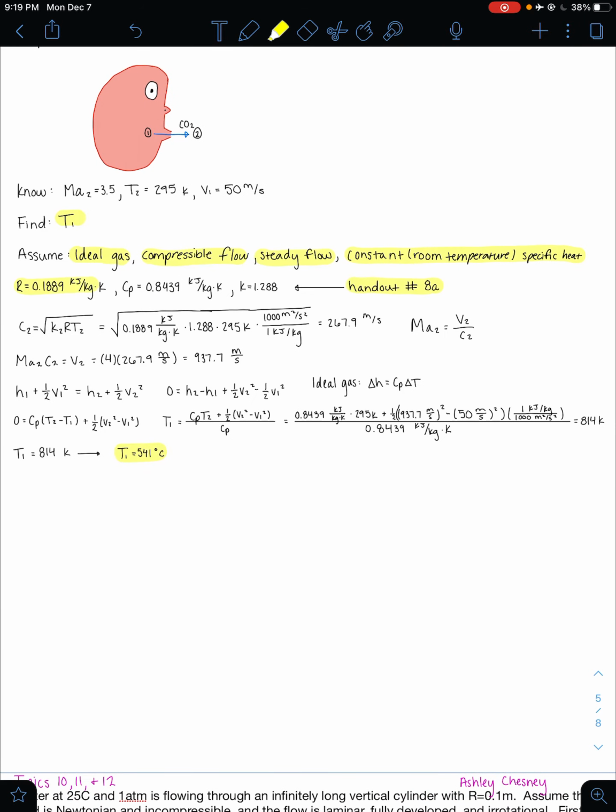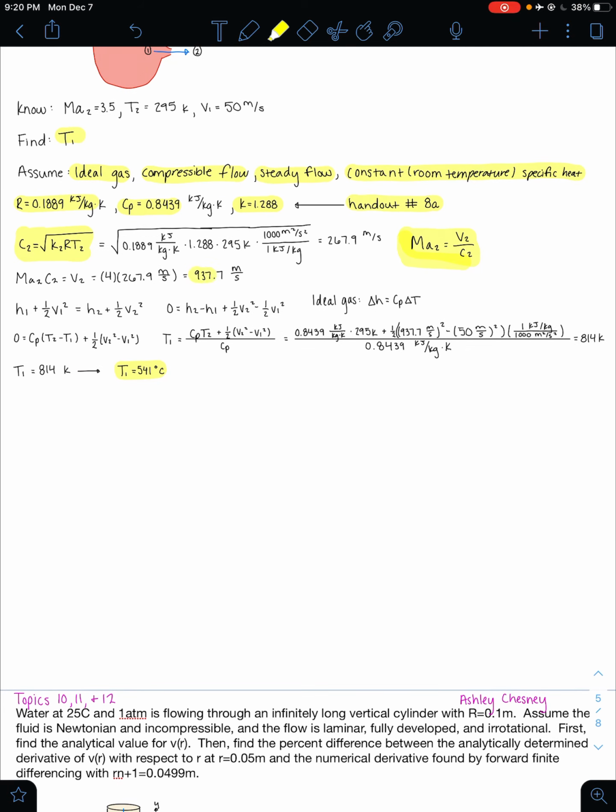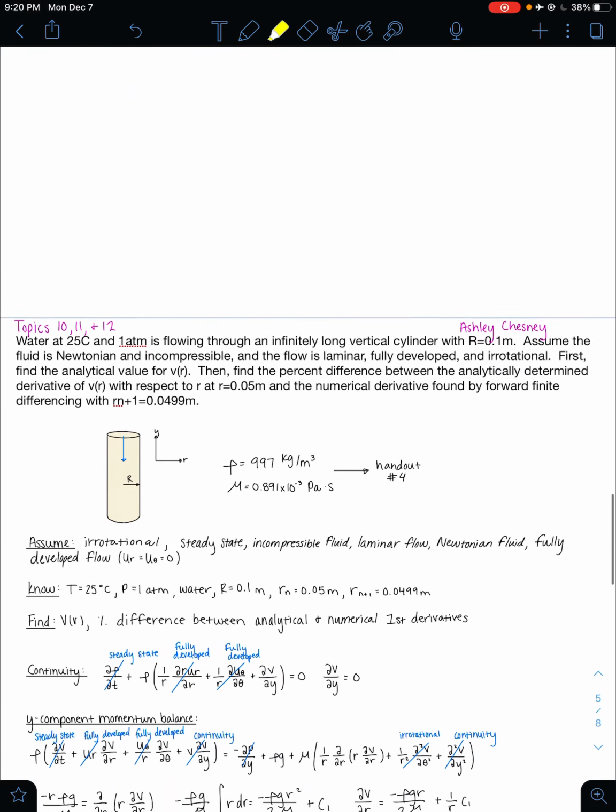Using handout 8, we could find the values for R, Cp, and k, which are used to find the C2. And with a given Mach number in this equation, we could find the velocity of the carbon dioxide leaving the man's mouth, which was 937.7 meters per second. Then an energy balance equation was used, and also the ideal gas assumption was used to say that the change in enthalpy equals Cp delta T. With this information, all variables were known in order to solve for the temperature inside the man's mouth, which was found to be 541 degrees Celsius.